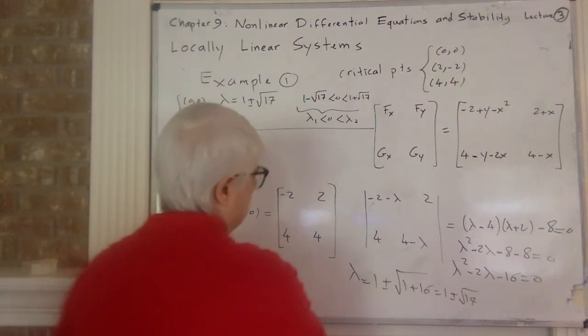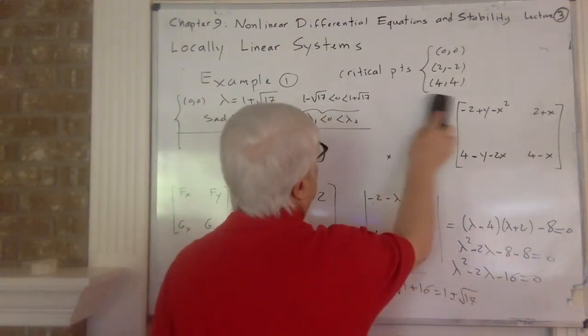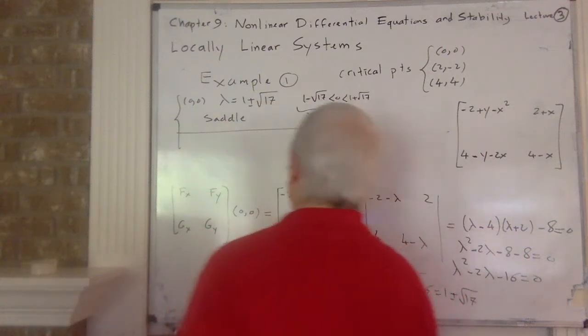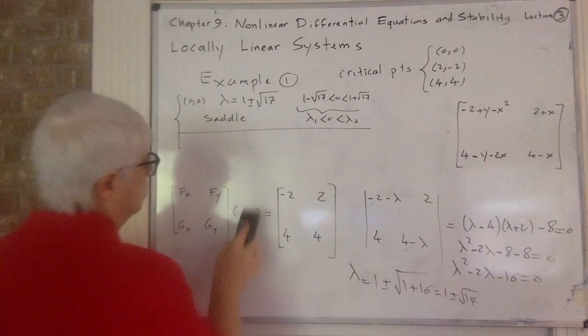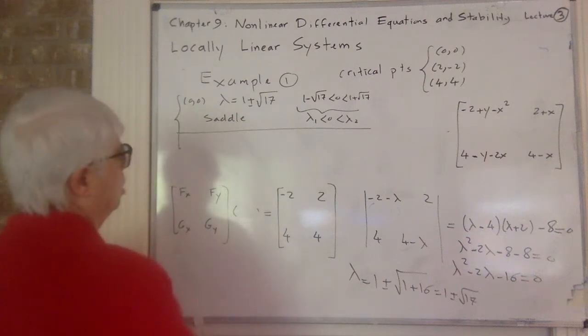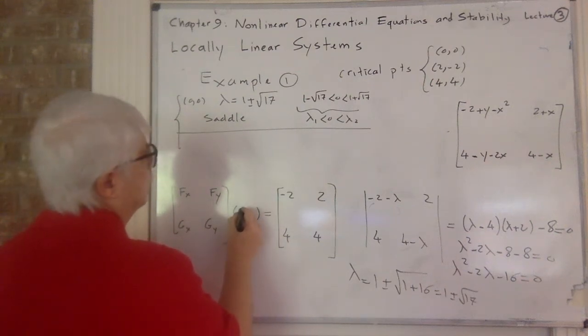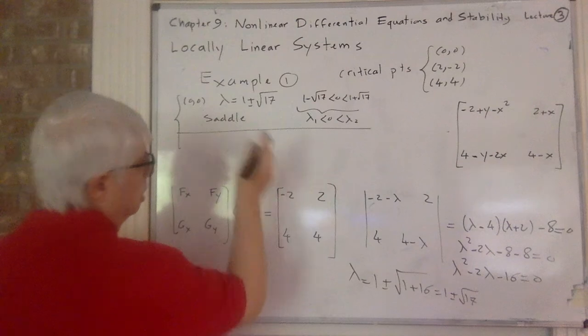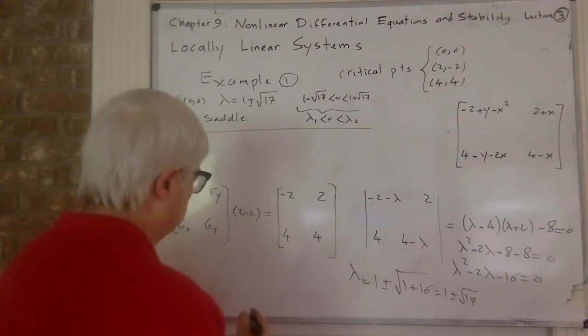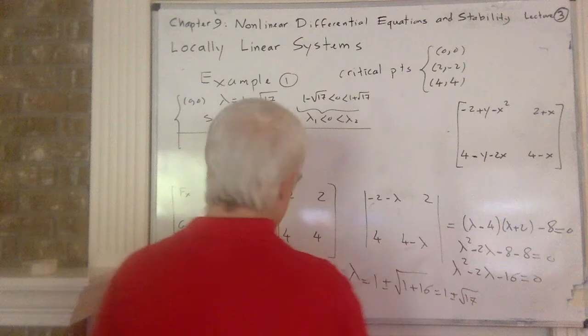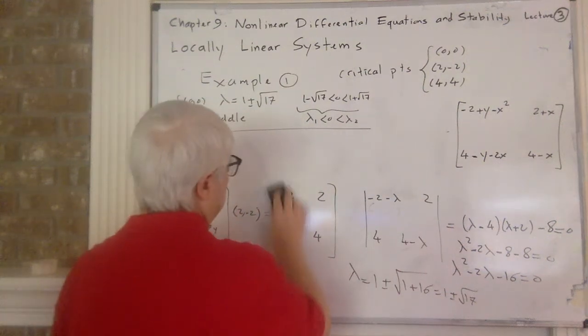So, let me erase this. Next, what is the other one? (2, -2). So (0, 0) is unstable and it's a saddle point. Now I will plot them for you on Mathematica and you will see. For this one, let's see what happens.